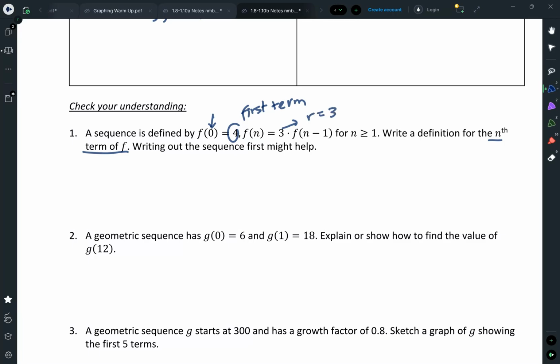So we're going to write down a definition for the nth term. So f of n equals, we start with 4 times our growth factor, which is 3. And then we're going to raise it to either the n minus 1 or n power. And because we start with 0, it's just going to be the nth power. And this is for n greater than or equal to 0.